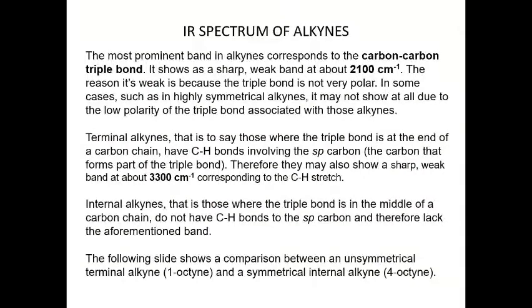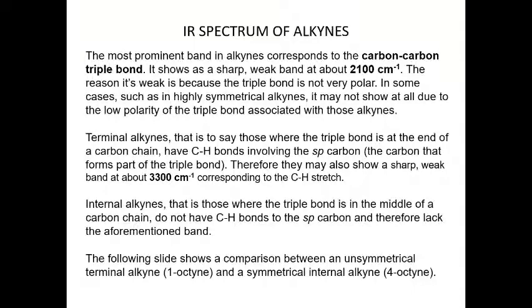In the case of alkynes, the most prominent band corresponds to the carbon-carbon triple bond. This is shown as a sharp, weak band around 2100 inverse centimeters. The reason it's weak is because the triple bond is not very polar, as you may know. In some cases, such as in highly symmetrical alkynes, it may not show at all due to the low polarity of the triple bond.